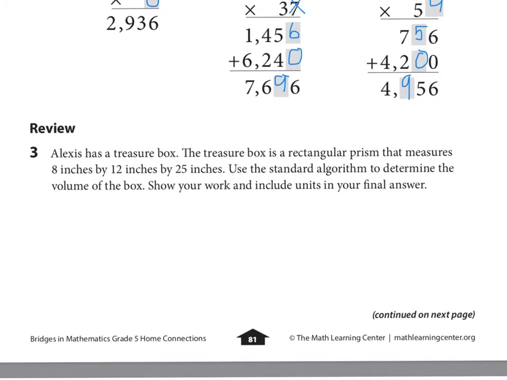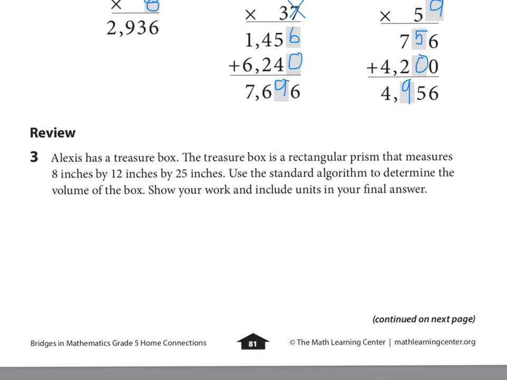Alexis has a treasure box. The treasure box is a rectangular prism that measures 8 inches by 12 inches by 25 inches. Use the standard algorithm to determine the volume of the box. Show your work and include units in your final answer. So what are we going to do? We're going to use the standard algorithm to find the volume, show our work, and include units in our final answer.